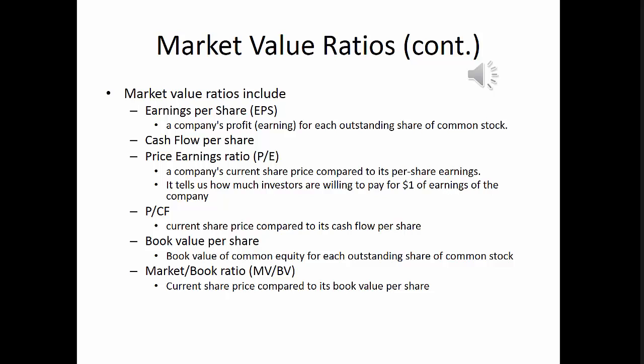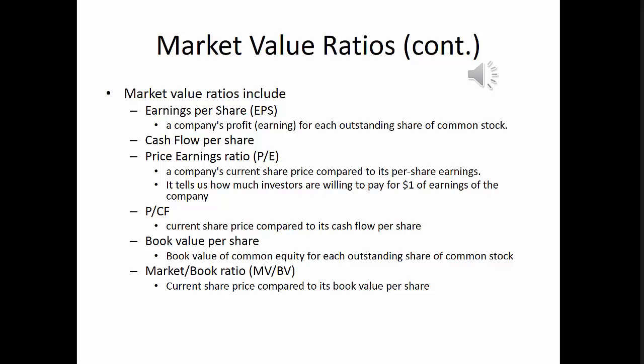Generally, market value ratios include the earnings per share, or say EPS ratio, which is a company's profit for each outstanding share of the common stocks, and the cash flow per share ratio, which is the amount of cash flow generated in a year divided by the number of shares outstanding. Also, the PE ratio, price over earnings ratio. This is the company's current share price compared to its per share earnings, or say compared to its EPS. It tells us how much investors are willing to pay for $1 of the earnings of the company.